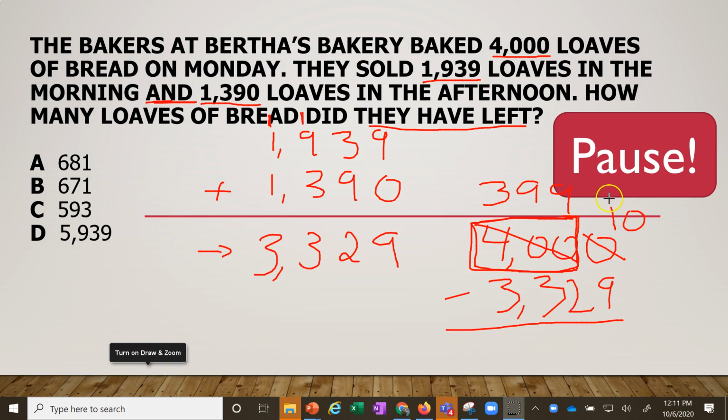And now, as I line it up, I can do this math easily. 10 minus 9 is 1. 9 minus 2 is 7. 9 minus 3 is 6. And 3 minus 3 is 0. I don't have to write a 0. And my answer is 671. That was easy. Well, it wasn't the easiest problem. We have to be thinking about what's going on in the problem to solve it.